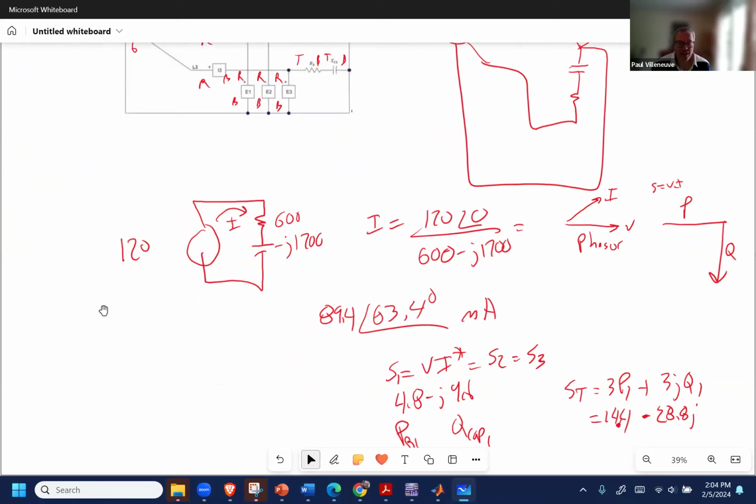You could just say, hey, I know that I is going to be equal to V divided by Z. And then you've got your calculation there. And then you just say S equals V I conjugate. And then that ends up with P and Q. So you can just do that in your calculator. And then you can do the three-phase one just by multiplying the P and the Q by 3. And you've got the answers.